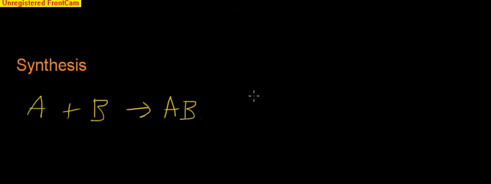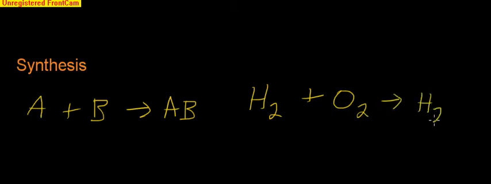A real-life example of this would be if I had H2 gas, hydrogen gas, and I added that to O2 gas, and the product of that is going to be water, H2O. So here H2 is going to be analogous to our A, and O2 is going to be analogous to our B, and once we put them together, we've got a new product, water. As you can tell, we're not really worried about balancing these equations just yet, just so that you get the general idea of what's going on. Alright, so that is a synthesis reaction.